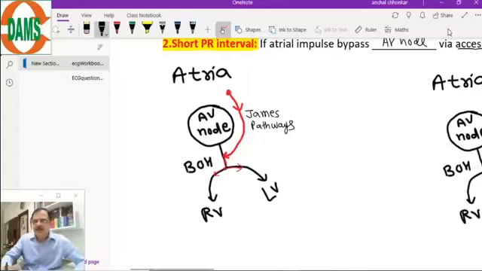And how does the ECG look like? The ECG will look like this, compared with a normal one in this scenario.